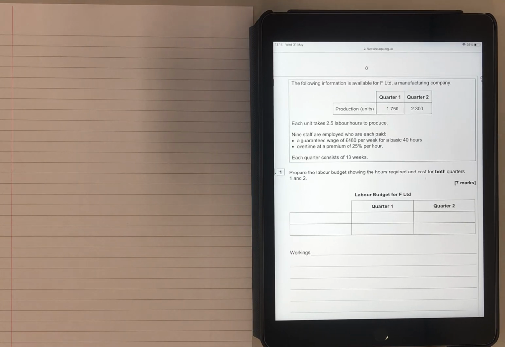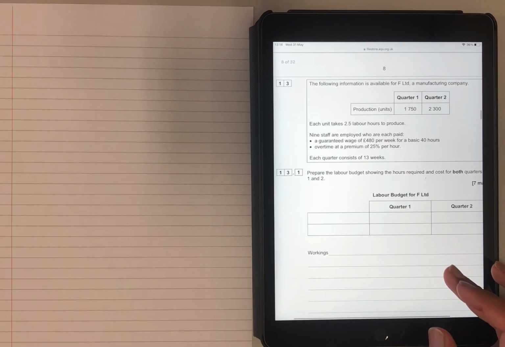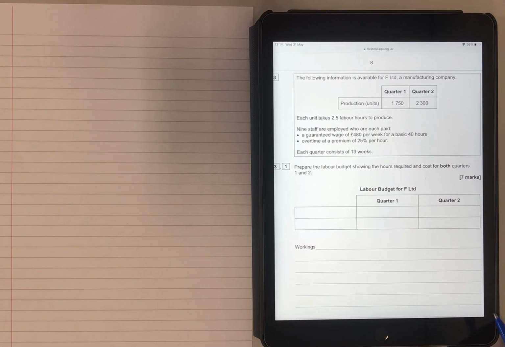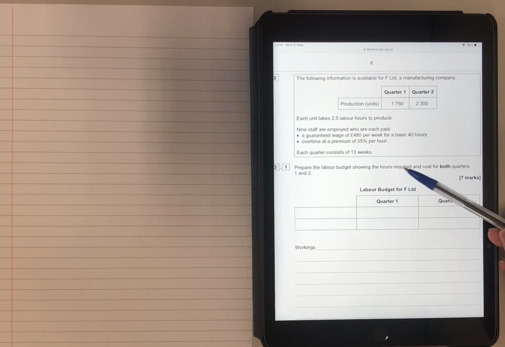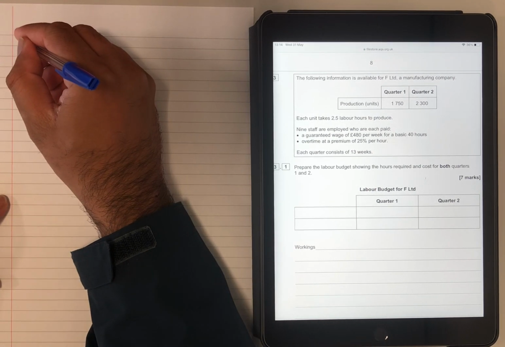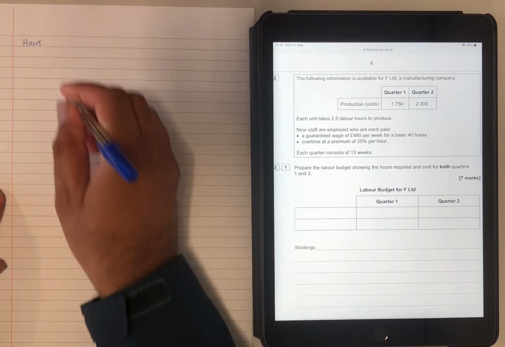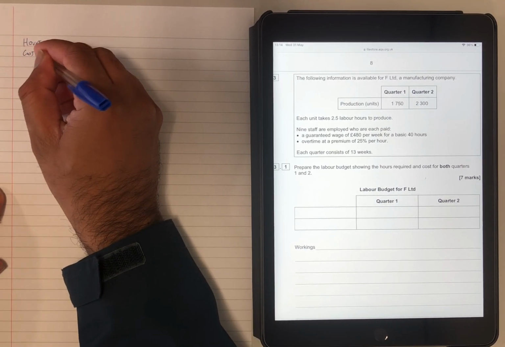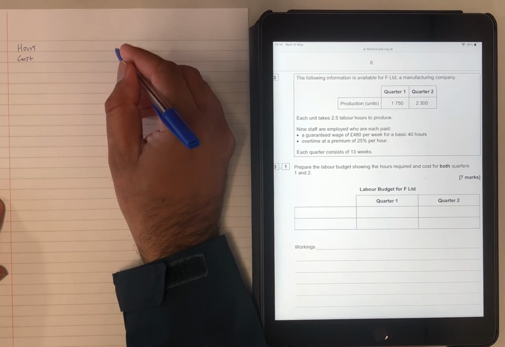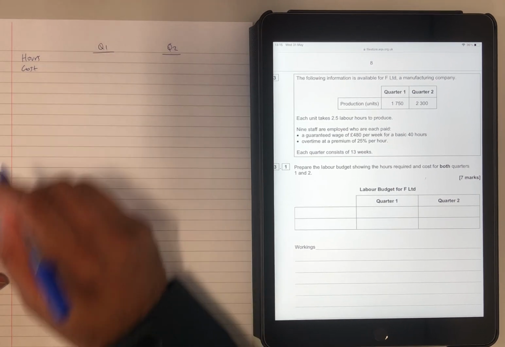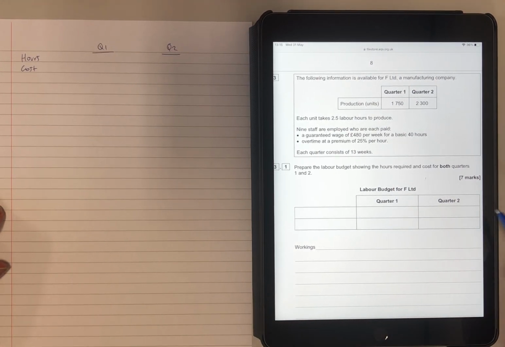In this session, I'll be going through the Paper 2 question 2021, and I'll be focusing on question 13, which is a labour budget. The question is that we need to prepare a labour budget showing the hours and the cost for both of these quarters, quarter 1 and quarter 2. That's our task. We've only got 4 boxes to fill out.